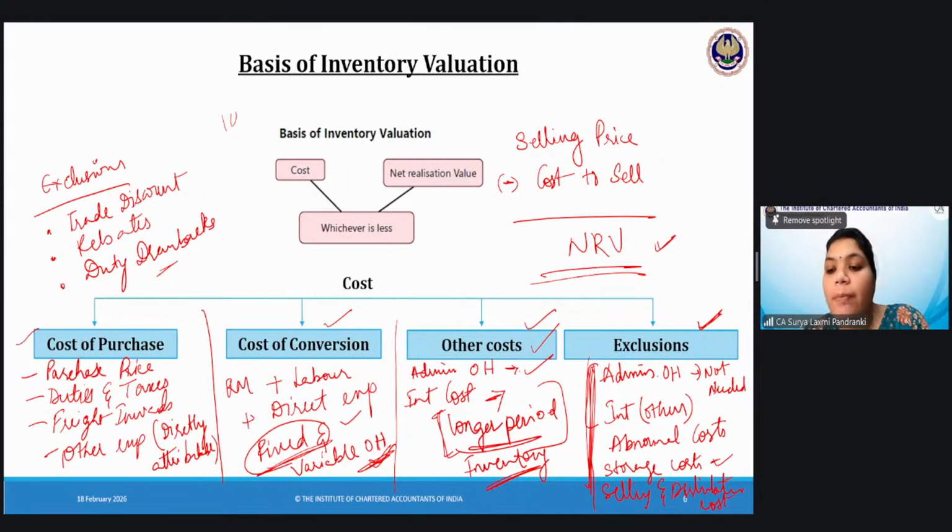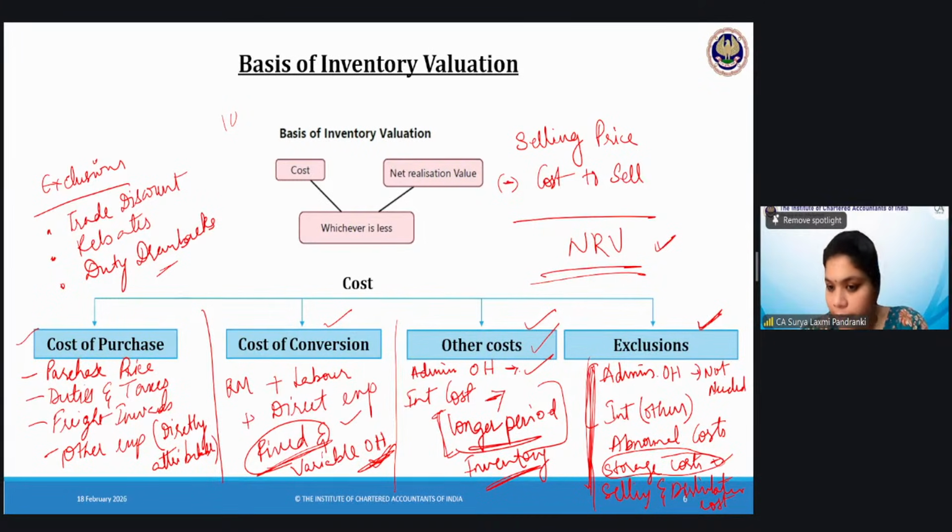Certified in the sense it need not be certified, you don't have to give any certificate to the auditor. But generally, let's assume a storage cost, which is very needed for my product. I can't exclude this cost, I will have to include it because this is very important.